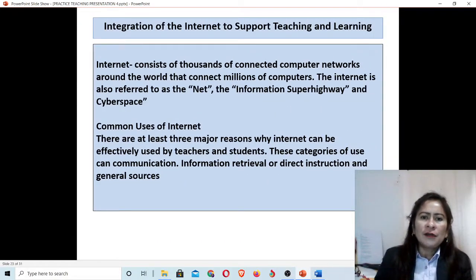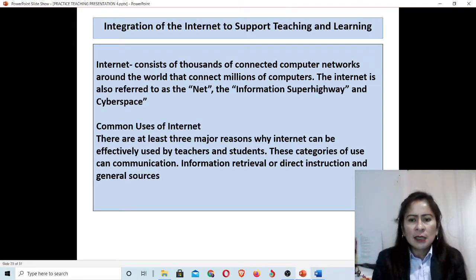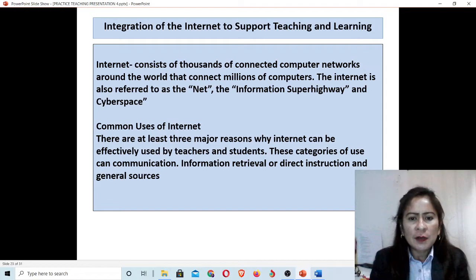Integration of the internet to support teaching and learning. The internet consists of thousands of connected computer networks around the world that connect millions of computers. The internet is also referred to as the Net, the information superhighway, and cyberspace. Common uses of the internet: there are at least three major reasons why the internet can be effectively used by teachers and students. These categories of use are communication, information retrieval or direct instruction, and general resources.